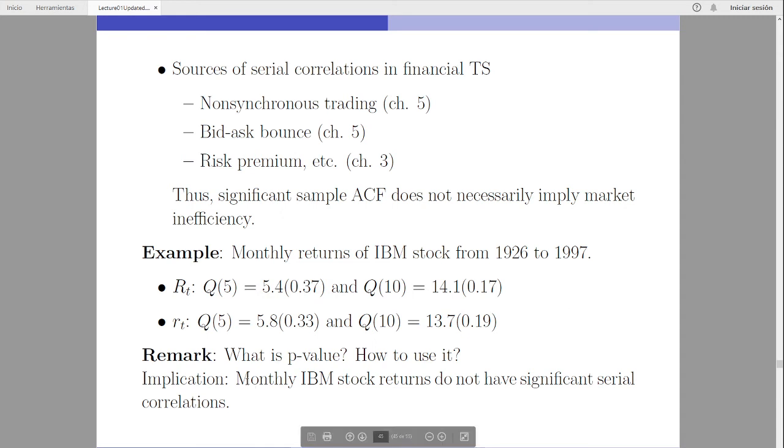And it also implies that, this example implies that our monthly IBM stocks do not have serial correlations. The reason here being p-values, actually, no. Yeah, I have to delete this last 10 seconds.